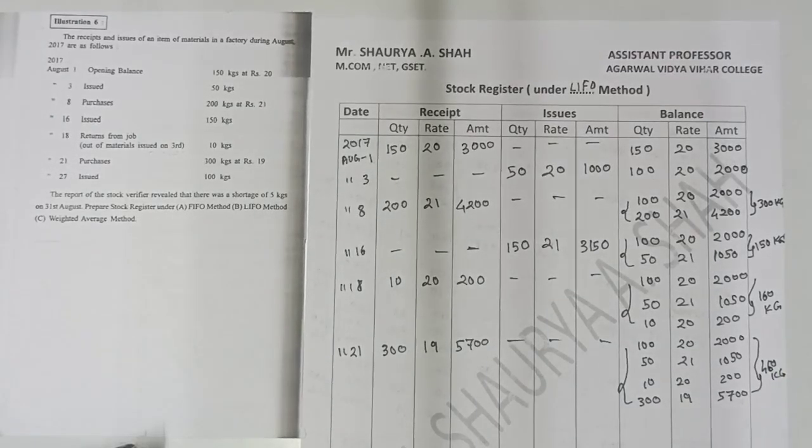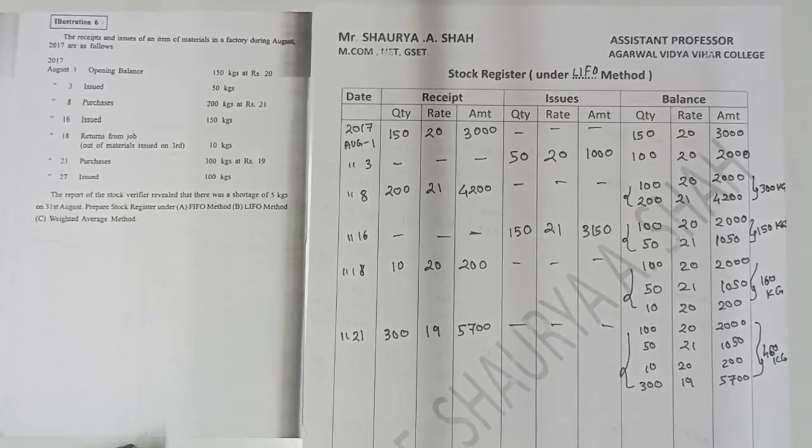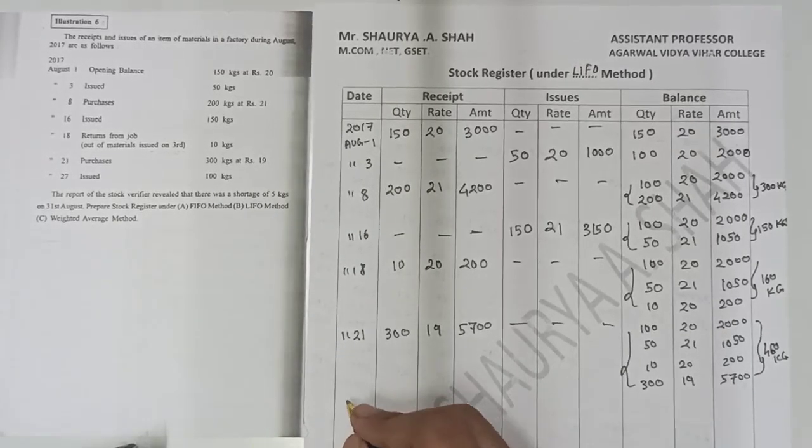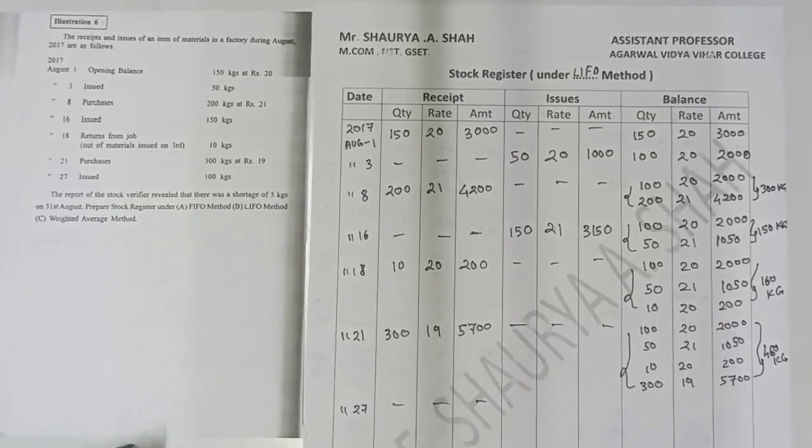So you are having 460 kg, right? I hope it is clear to each and every student. Fine. Now the last issue you have done, students, is 100 kg, right? On 27th of August you have issued 100 kg, right? Now 100 kg, from which material will I issue it, students?